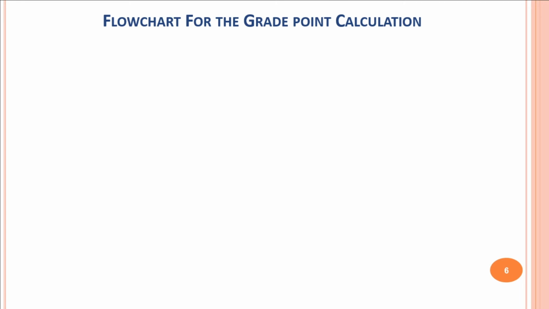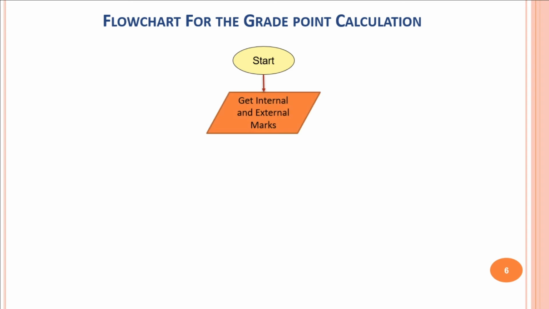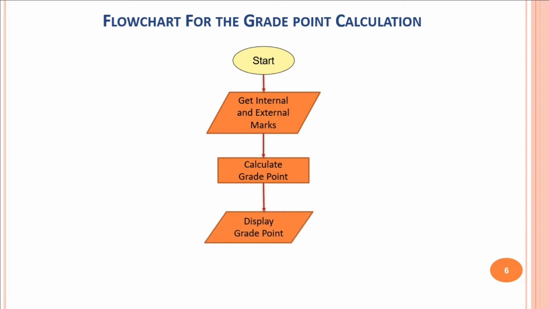Flowchart for the grade point calculation is something like this. This is the oval symbol used for indicating start of the algorithm. Get internal and external marks. Pictorially we are showing that here there should be a step to accept internal and external marks. They will be then given to computer for calculating the grade point from the formula, and once the grade point is available, that should be displayed to the user on a screen as grade point, and then program should stop.